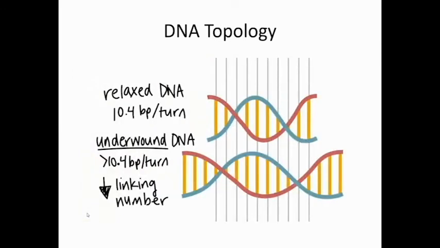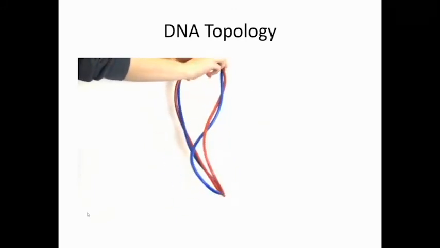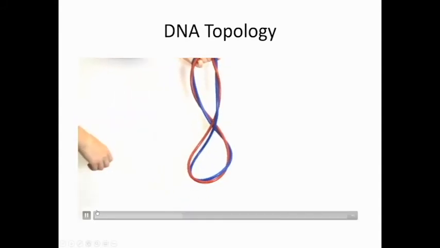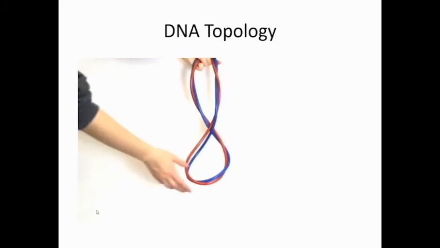Underwound DNA has greater than 10.4 base pairs per turn of the helix. Thus, underwound DNA is less tightly wound than relaxed DNA and has a fewer number of twists and a lower linking number than relaxed DNA. When DNA is underwound and has a decreased linking number, the DNA becomes negatively supercoiled, and the double-stranded structure begins wrapping around itself in the opposite direction as positive supercoiling, creating negative writhe.